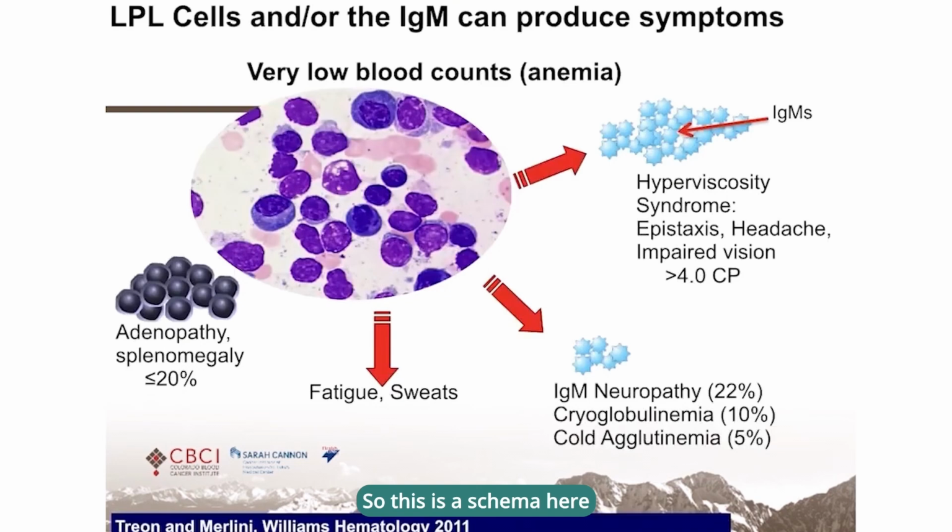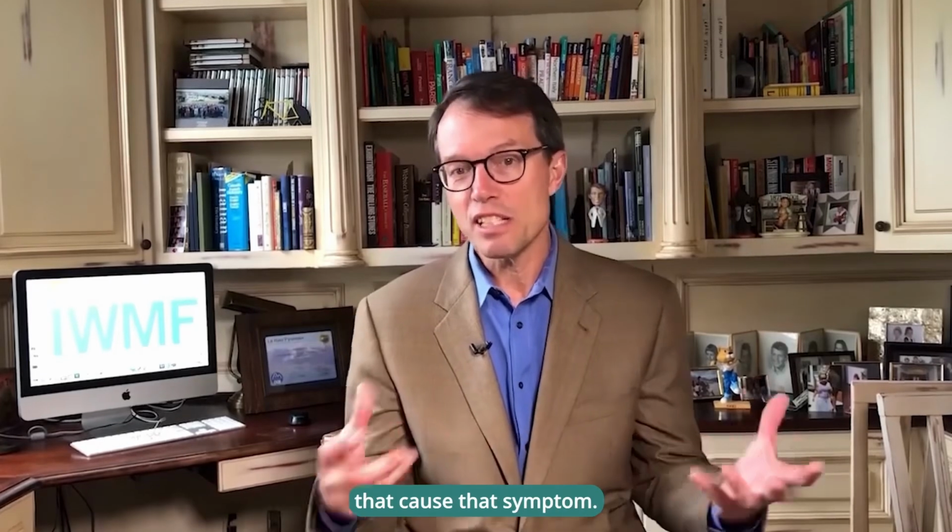So this is a schema here looking at how these LPL cells and/or the IgM protein can cause symptoms. And on the left-hand side of the slide, you can see these lymphoma cells can sometimes congregate and form tumors that can be present in lymph nodes. So one may get enlargement of the lymph nodes, or, for example, the spleen. That occurs in the minority of patients, but it does occur. Additionally, these lymphoma cells can make substances that make us have fatigue or sometimes night sweats. Some of you will have had drenching night sweats as a very prominent symptom when you first were diagnosed with your WM, and it's the lymphoma cells that make substances that cause that symptom.